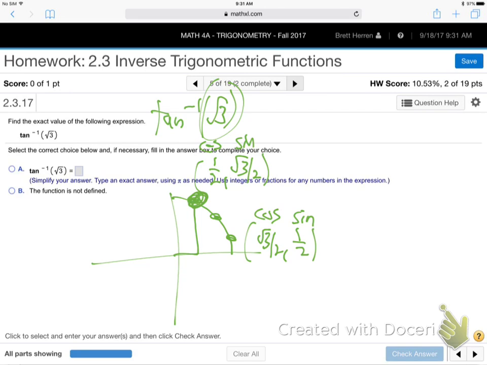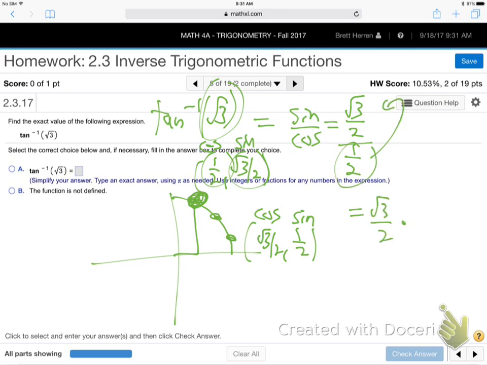So tangent is sine over cosine, right? You've got to know that fact. Sine over cosine. So sine root 3 over 2 over cosine a half like that. And so then you grab that half and you flip it up. So root 3 over 2 times 2 over 1 cancels out, and sure enough, it's root 3. So that's our baby right here. What is that? That's 60 degrees, because remember, it's 30, 45, 60.